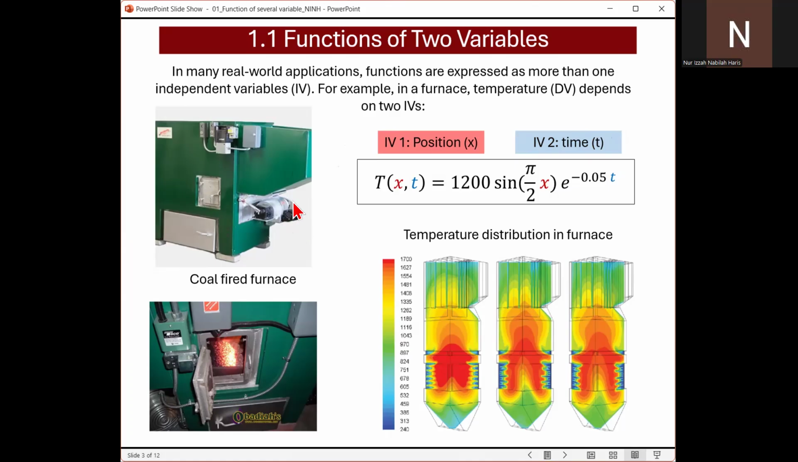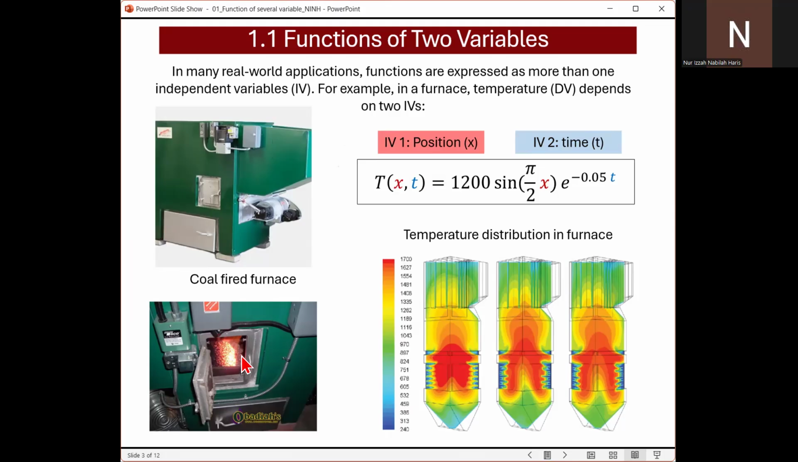So when we want to find the temperature inside the furnace, of course it will vary depending on the position inside the furnace. So if we take a reading at the top part, the temperature will be lower compared to the center part of the furnace. So this is the view of combustion inside the furnace.